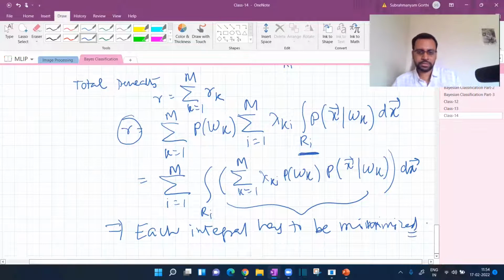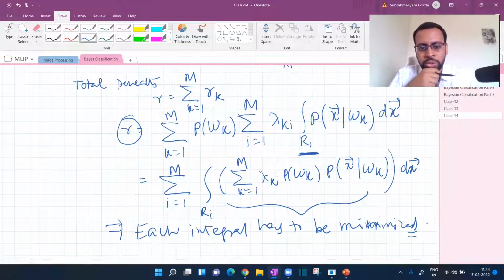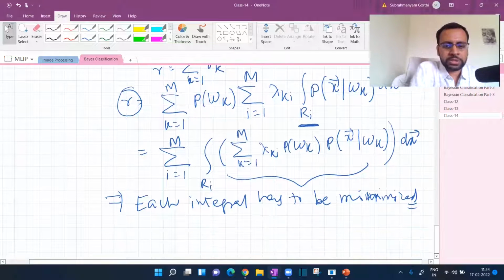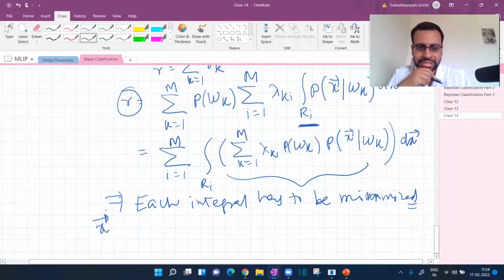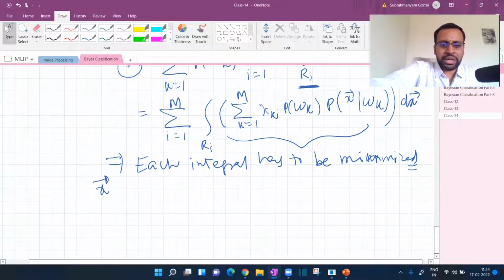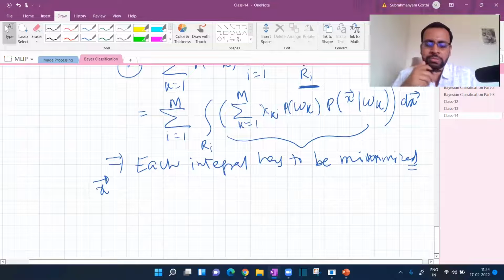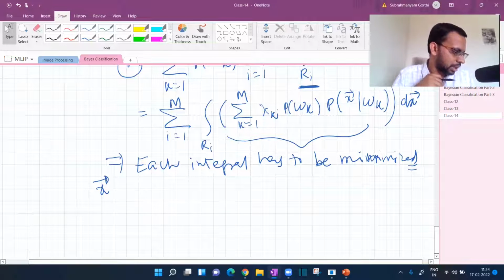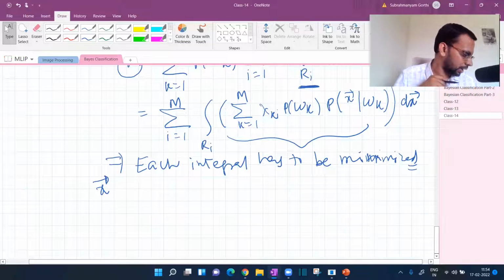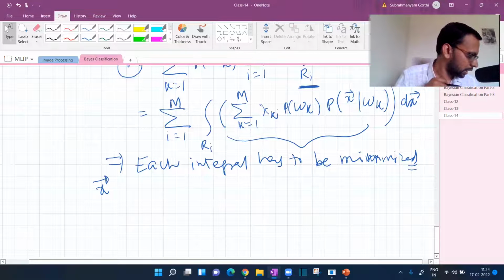To minimize this. That means what I would do now is, I am given an x bar. I need to assign it to one of these classes. Now, I would look at assigning this x bar to which region would minimize this risk. This is what I would be taking a look at. So how could I write that?